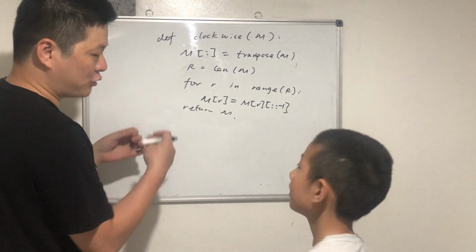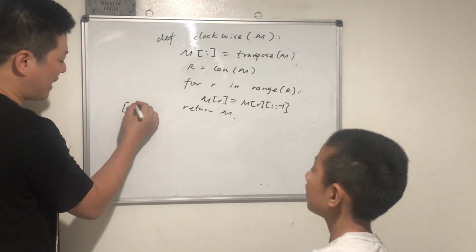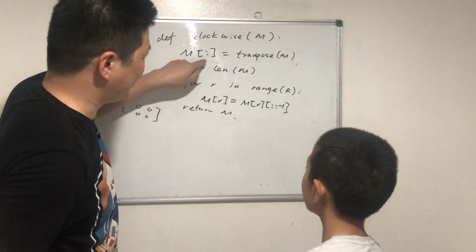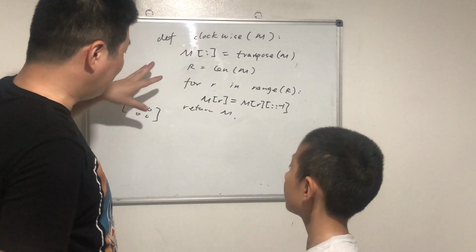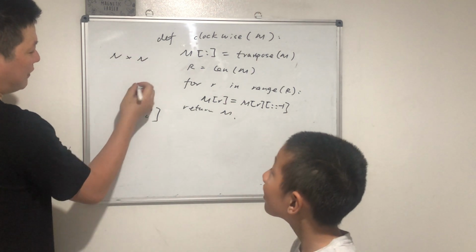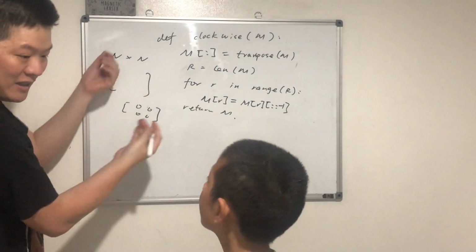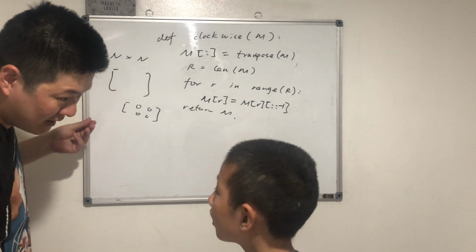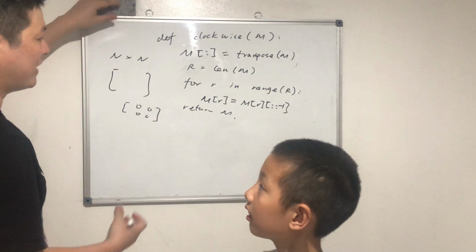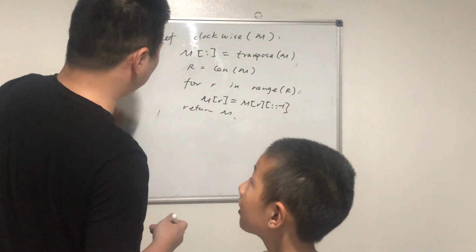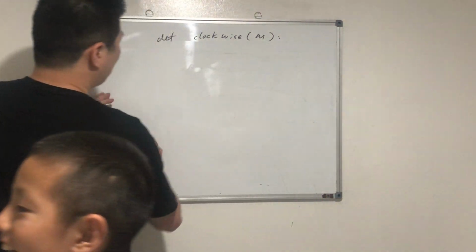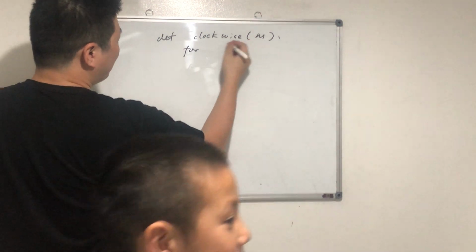What is in place is changing the numbers without allocating a new one. Here we are allocating a new one, right? But if I tell you the dimension is n times n, it means it's a square matrix, like 3 times 3. Then we can do this in place. What does in place mean?